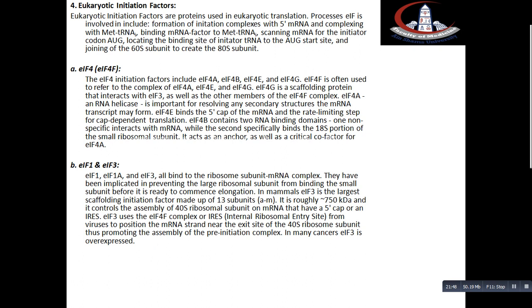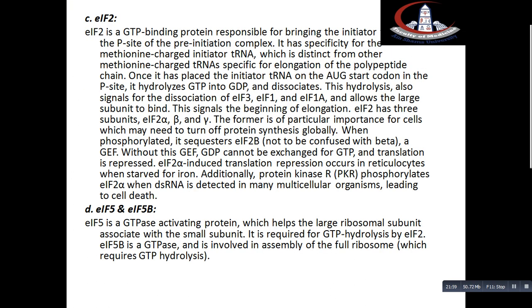Initiation factor 5 and 5B are GTPase activating proteins, which help the large ribosomal subunit associate with the small subunits. It is required for GTP hydrolysis by the initiation factor 2. Initiation factor 5B is a GTPase and is involved in the assembly of the full ribosome, which requires GTP hydrolysis.